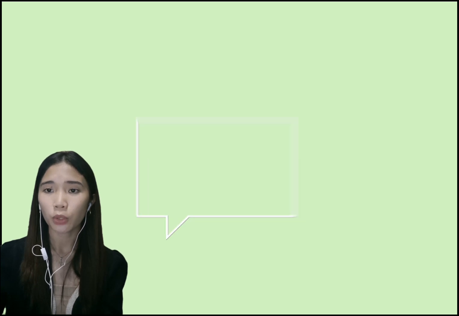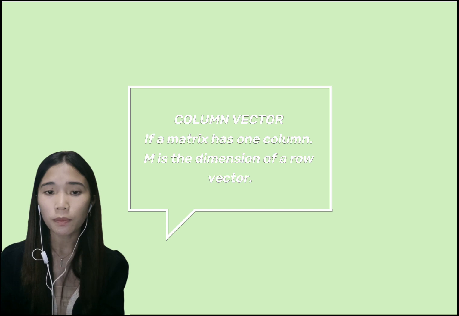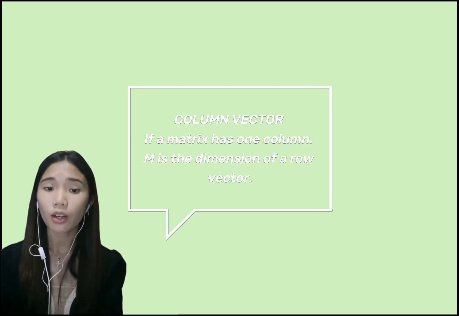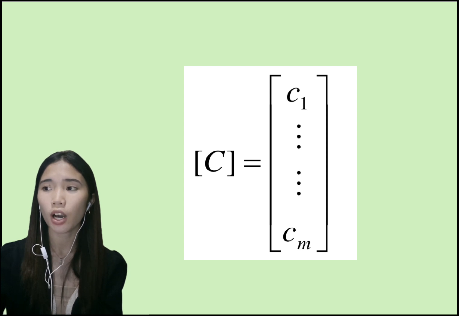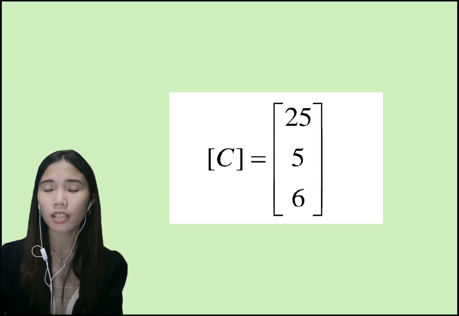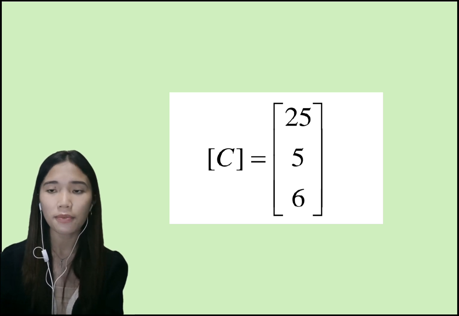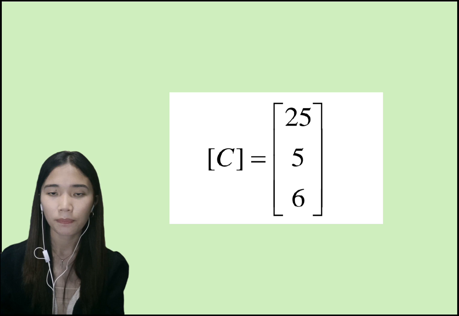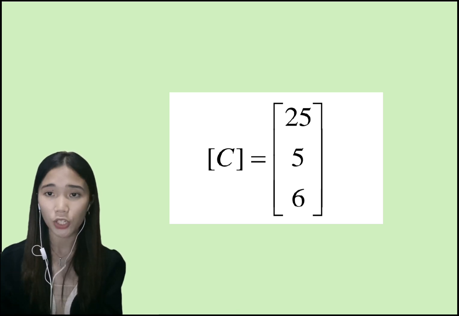Next type of vector is the column vector. If a matrix has one column, it is called a column vector. Here in the illustration is the column vector, and m is denoted as the dimension of the vector. In this matrix, which is the matrix C, it has entries of 25, 5, and 6. So this is an example of column vector and its dimension is 3.